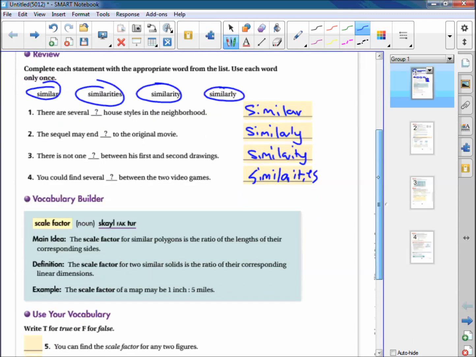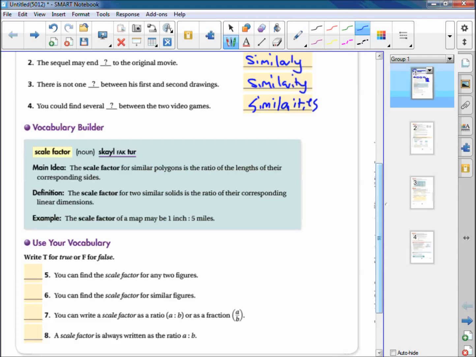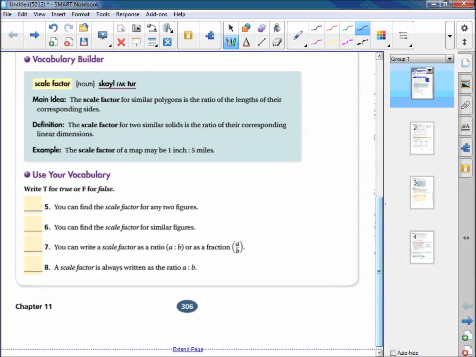All right, so our vocabulary builder here, scale factor. Scale factor for similar polygons is the ratio of the lengths of their corresponding sides. The scale factor for two similar solids is the ratio of their corresponding linear dimensions. That's their definition. And the example is the scale factor of a map might be 1 inch to 5 miles. So it's the ratio of their corresponding parts. So the 1 inch is going to be the distance on the map, where the 5 miles is going to be the distance in real life.